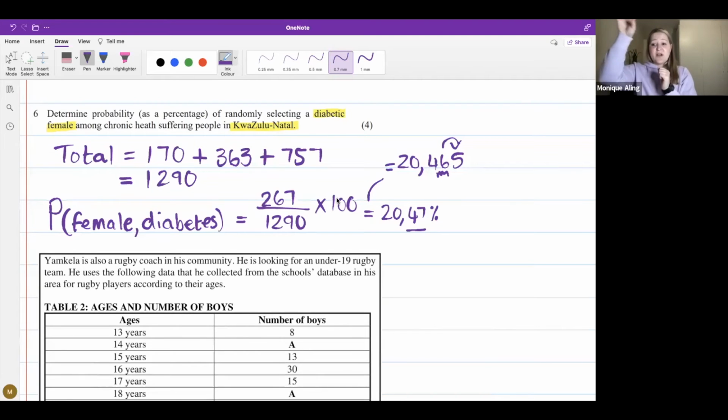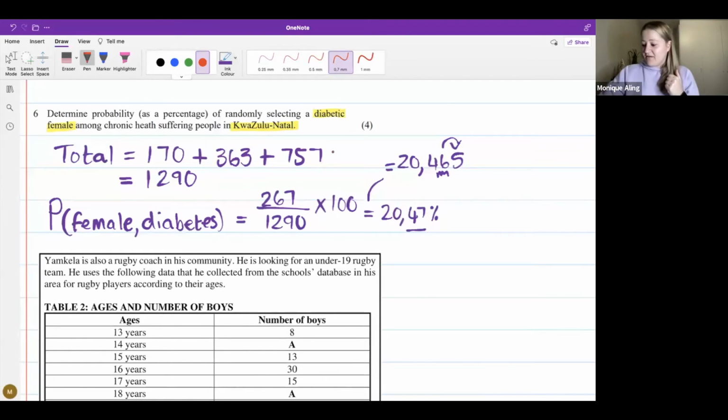So that is what we are looking at, diabetic female among all the people suffering from chronic health conditions in KwaZulu-Natal. They didn't say among all the people suffering with diabetes in KwaZulu-Natal. They said among all the health conditions. So I have to use all of the totals for asthma, for hypertension, and diabetes. So that's what I did over here.